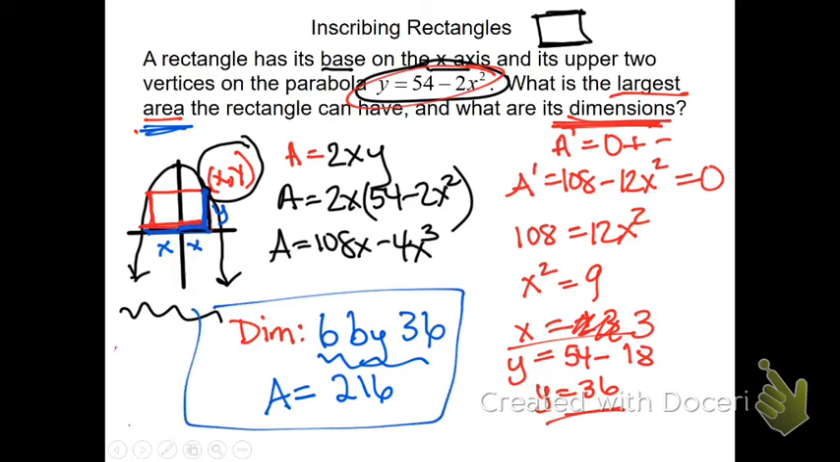All right, so key for that one, make sure you draw a good picture. And don't forget you're going x to the right and x to the left. That's why your total area is 2x times y for that one.